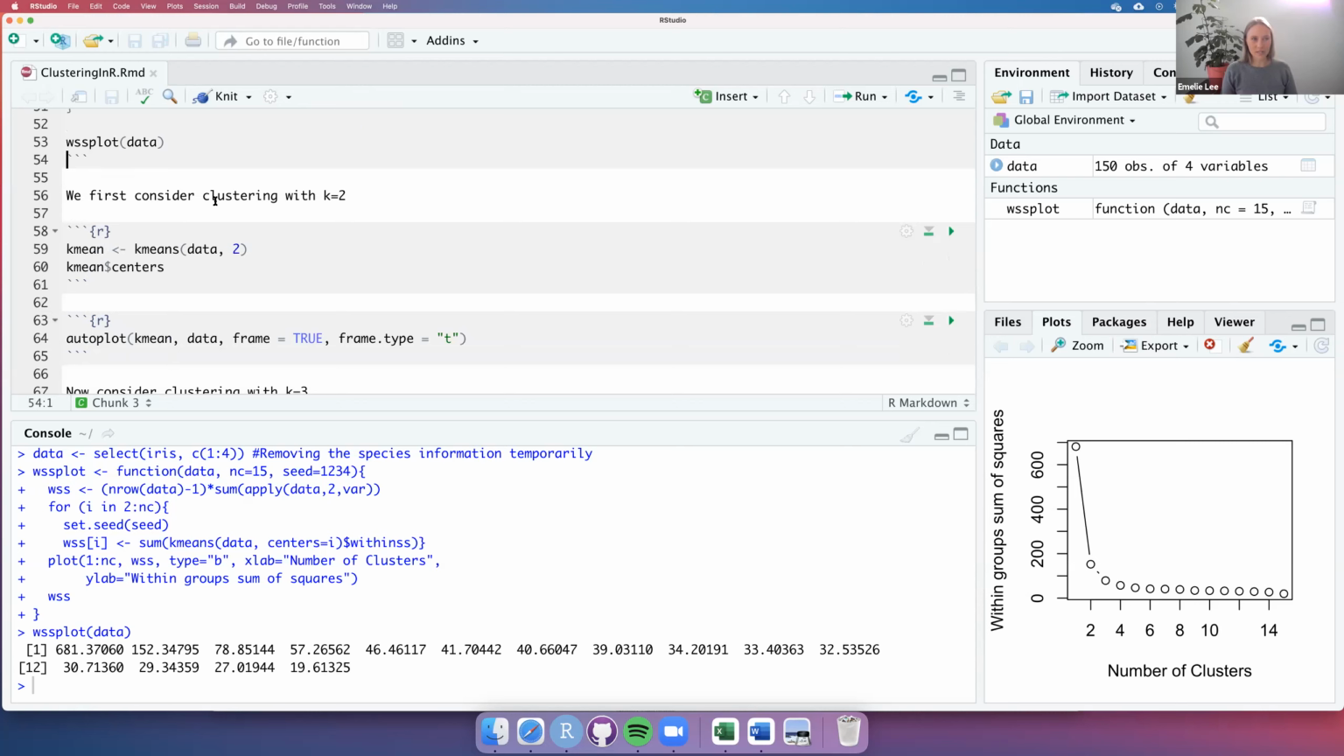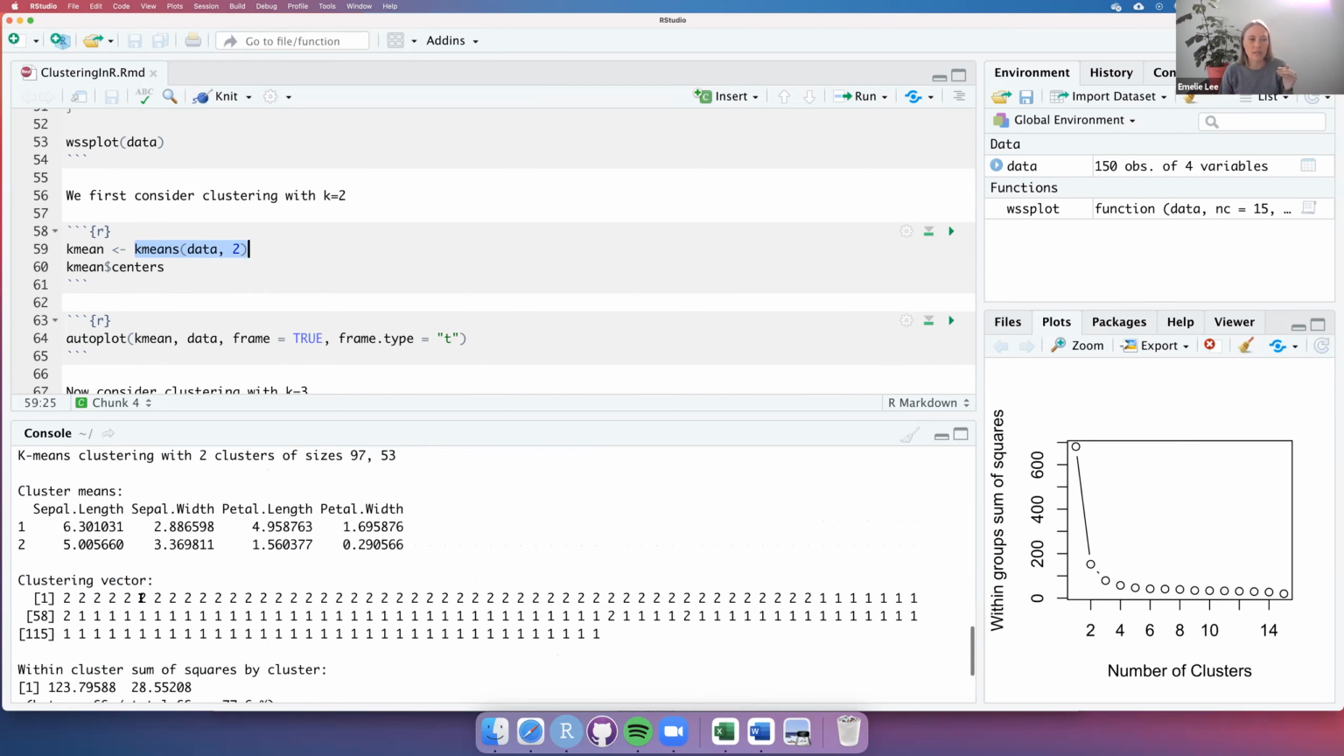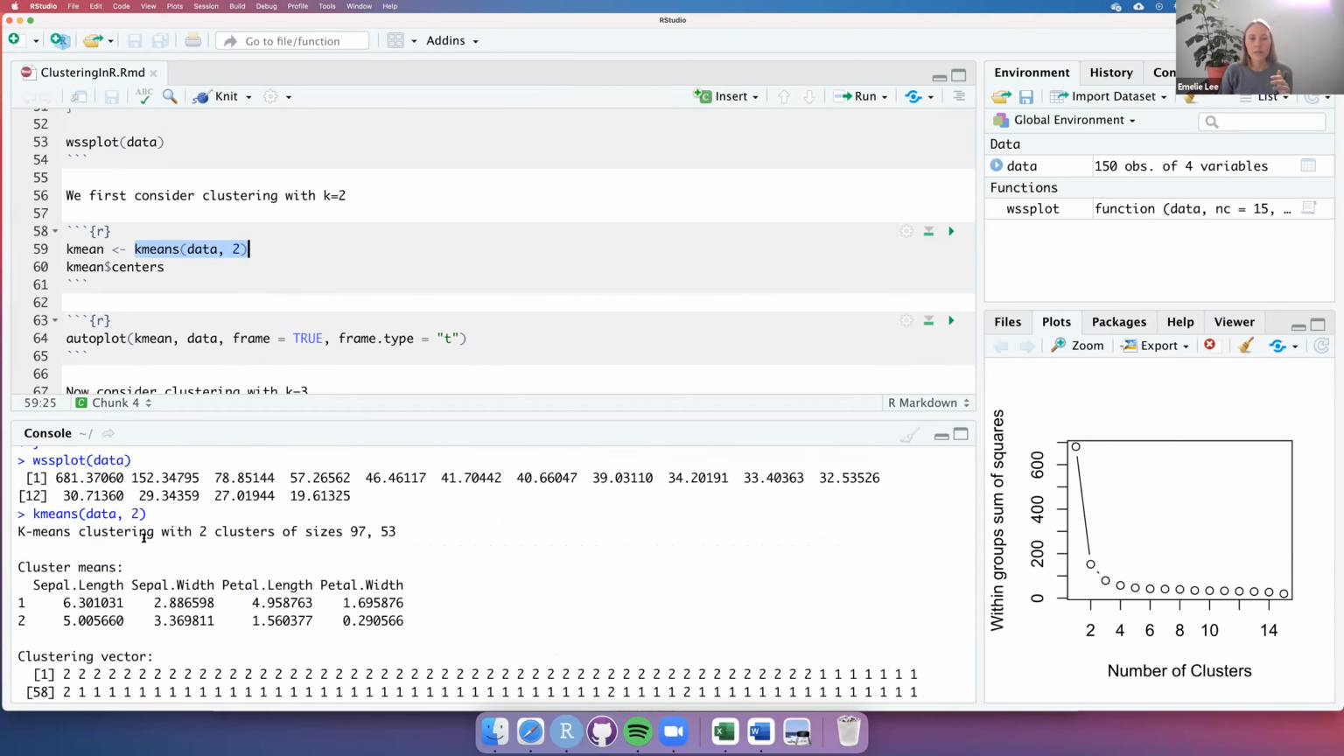Yeah, so then we first consider clustering with k equals 2. There's a kmeans function, and it just takes the data and we tell it how many clusters we want. I'm going to save it in something called KMean. If you just run the kmeans of the data at 2, you can see it generates all this information, so that needs to be stored somewhere.